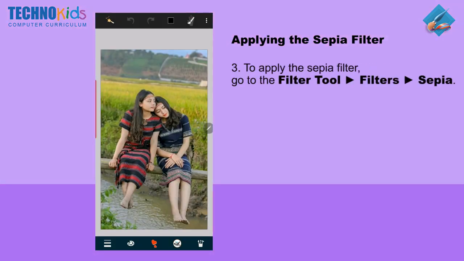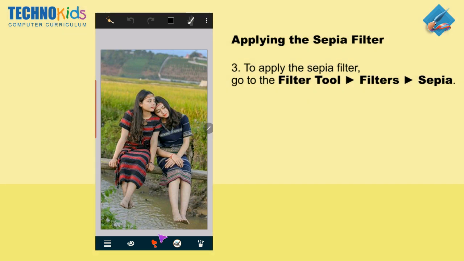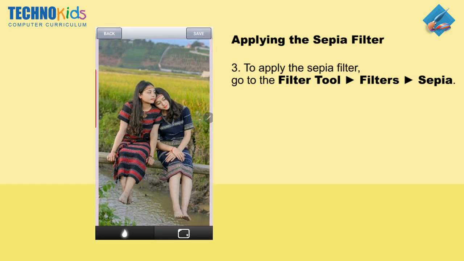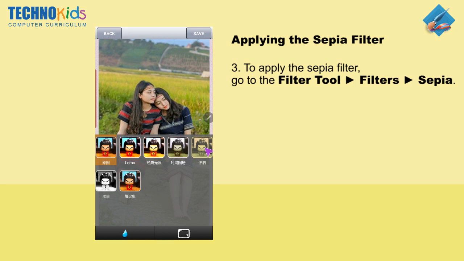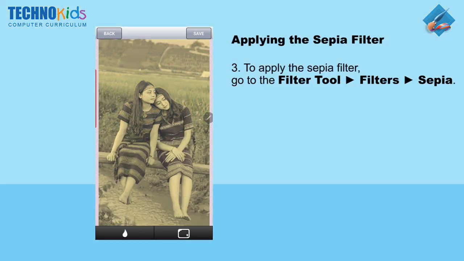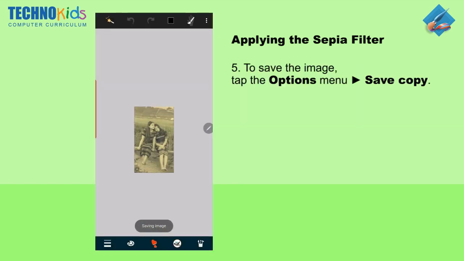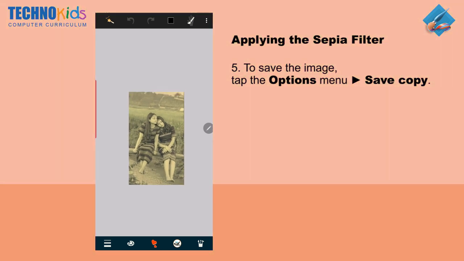Number 3. To apply the sepia filter, go to the Filter tool, Filters, Sepia. Number 4. The filter should then be applied to the image. Tap Save once done. Number 5. To save the image, tap the Options menu, Save Copy.